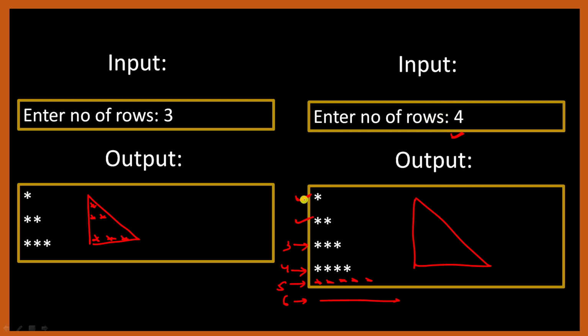How many rows you have to print depends on the user; that is the input given by the user. And if the user, let's say, gives the number of rows as 0, that means he does not want to print any row. Then there should be no output, and no stars should be printed. I hope you have understood what the input is and what type of pattern should come as the output.